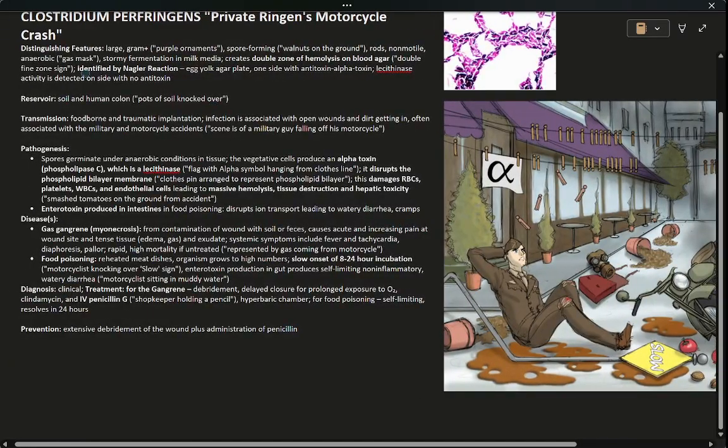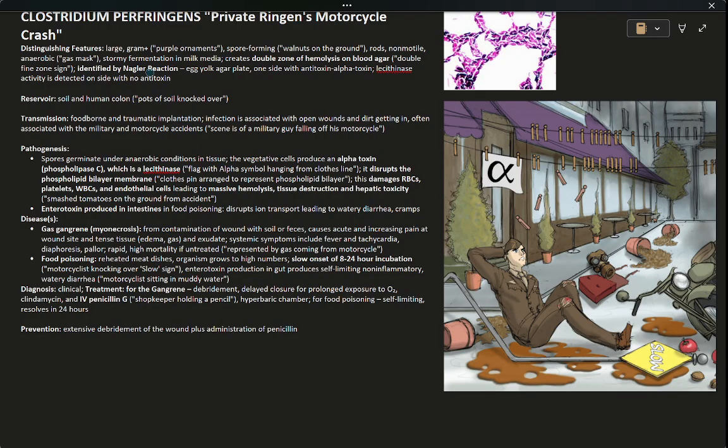And then it is going to be identified by the Nagler reaction. And this involves creating the egg yolk agar plate. And then one side of the plate will contain the antitoxin to alpha toxin. And then the lecithinase activity will be detected on the side with no antitoxin. Or, at the very least, if we see lecithinase activity on the side with no antitoxin, then we can be confident that we have the Clostridium perfringens bacteria.